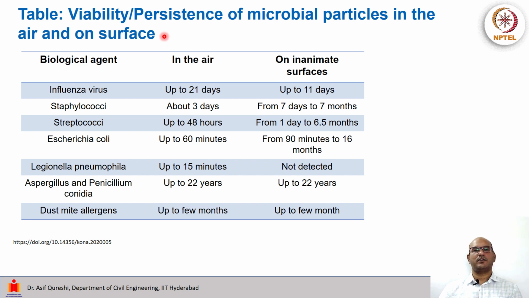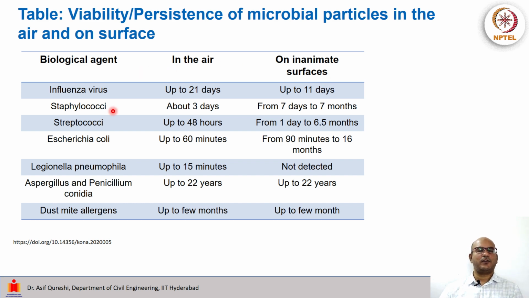This is an illustration of an order of magnitude of the viability or the persistence of microbial particles in air and on surface. So this is our biological agent. This is the persistence of viability in the air itself, and this is the viability or persistence on a surface. First we will look at the influenza virus. In the air, their viability is up to 21 days, but it decreases to up to 11 days when it is on a surface.